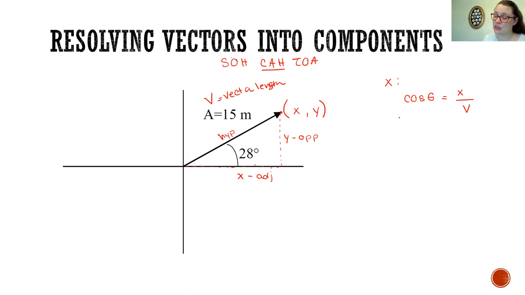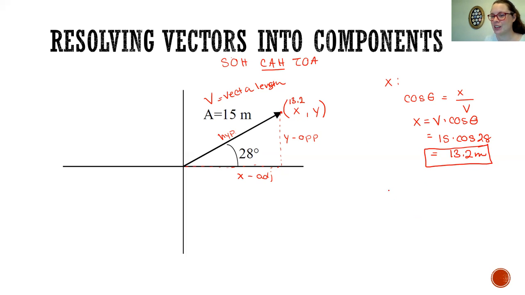So that's easy enough to figure out. We can rearrange it quite simply. If I want to know x, x is going to be the length of the vector times the cosine of our angle. This is a convenient way to memorize it because we can use this in every single situation, given a couple of rules. We'll talk about those rules in a moment. So the length of our vector is 15, times the cosine of 28 gives us 13.2 meters. One decimal place is perfectly sufficient for this question. So there is our x value.